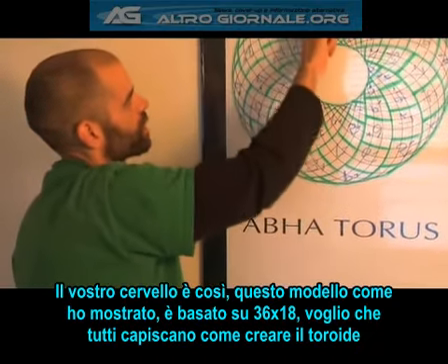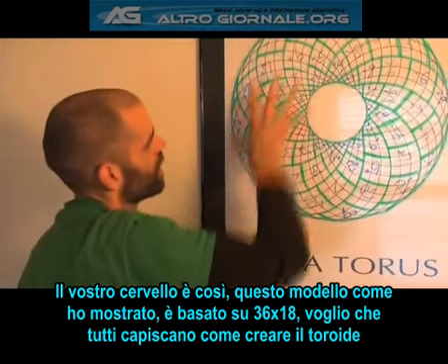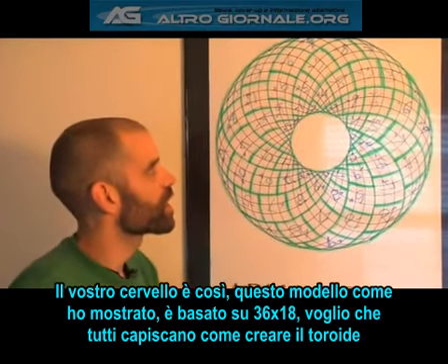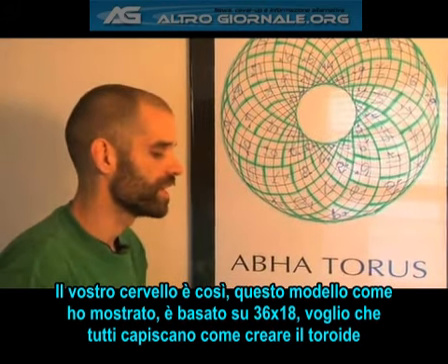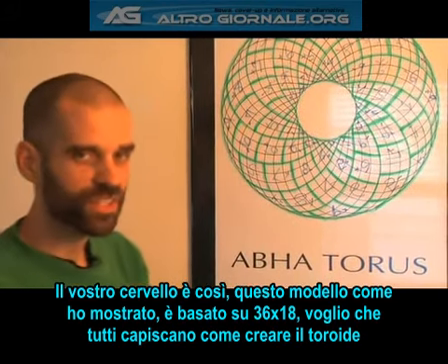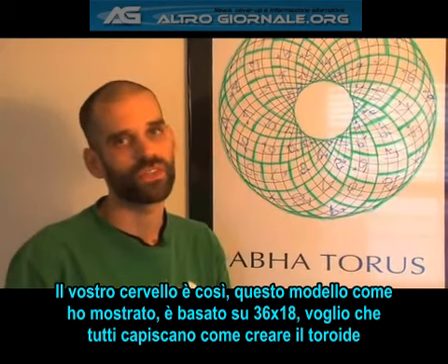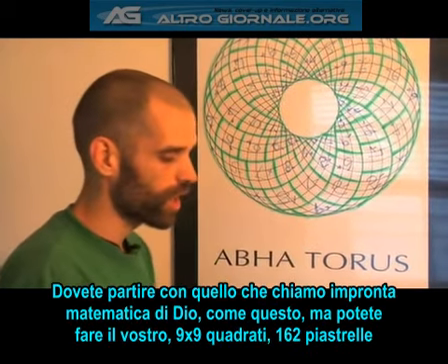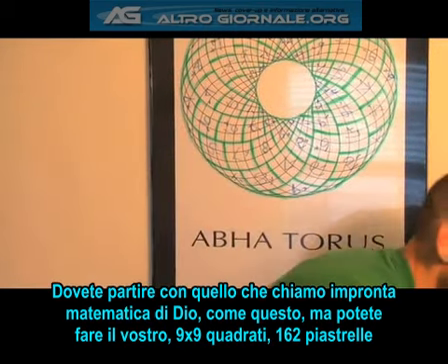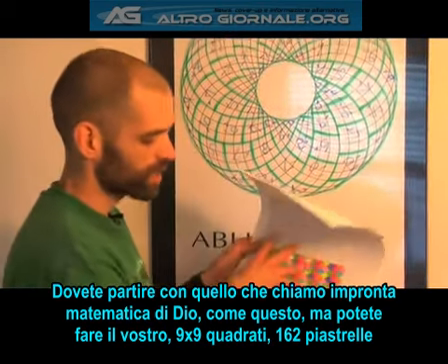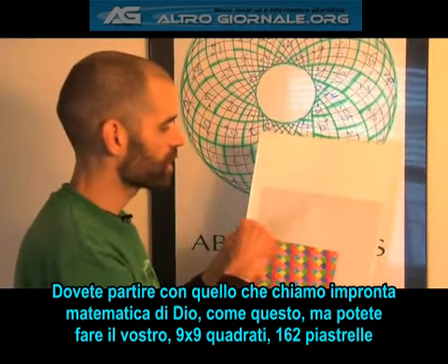So the circuit's going this way, going out. This model here is based on, as I showed in my other video, a 36 by 18. I want to make sure that everybody understands that concept of how to build a torus. You have to start with your mathematical fingerprint. We call it the mathematical fingerprint of God. This is a small one, but you can get your own.